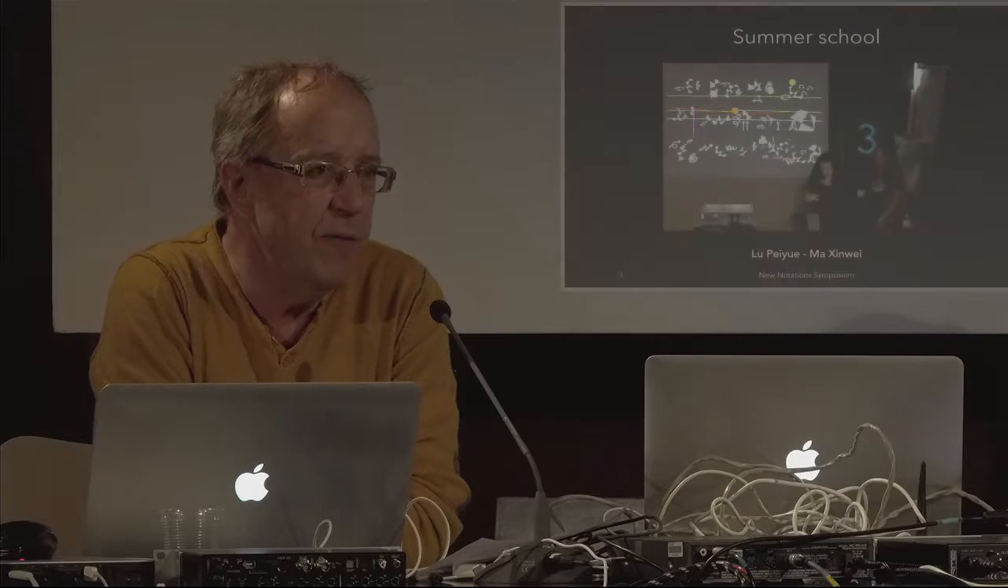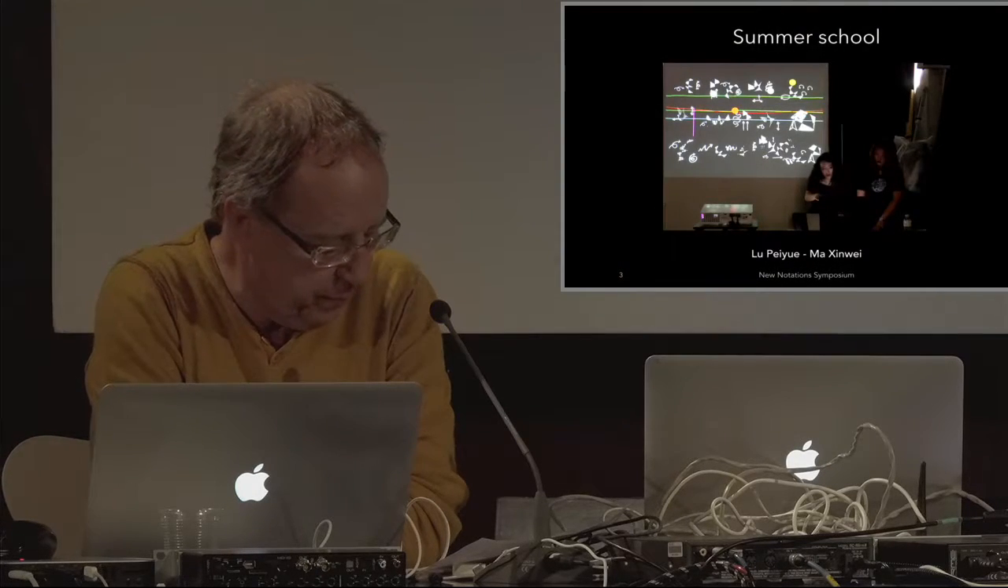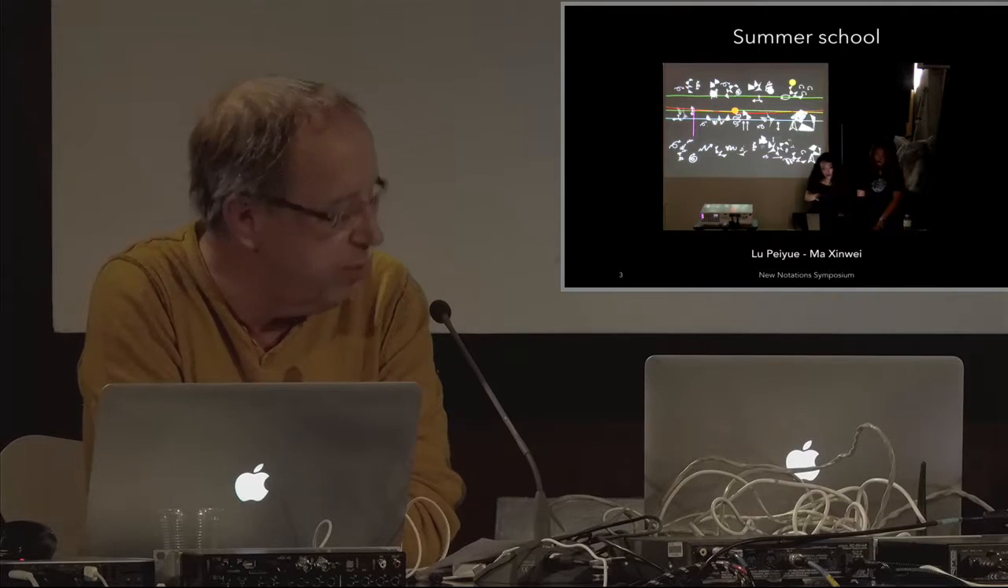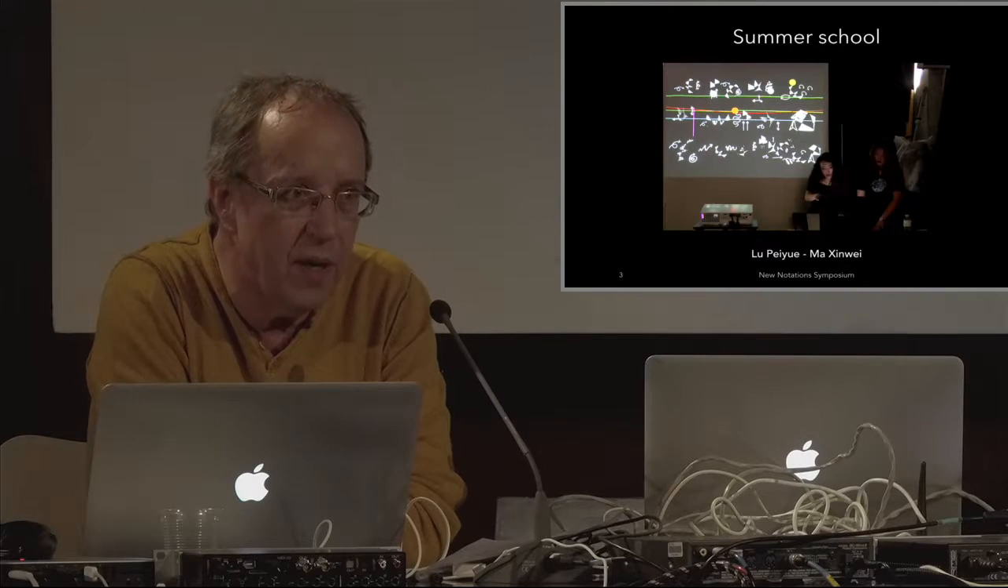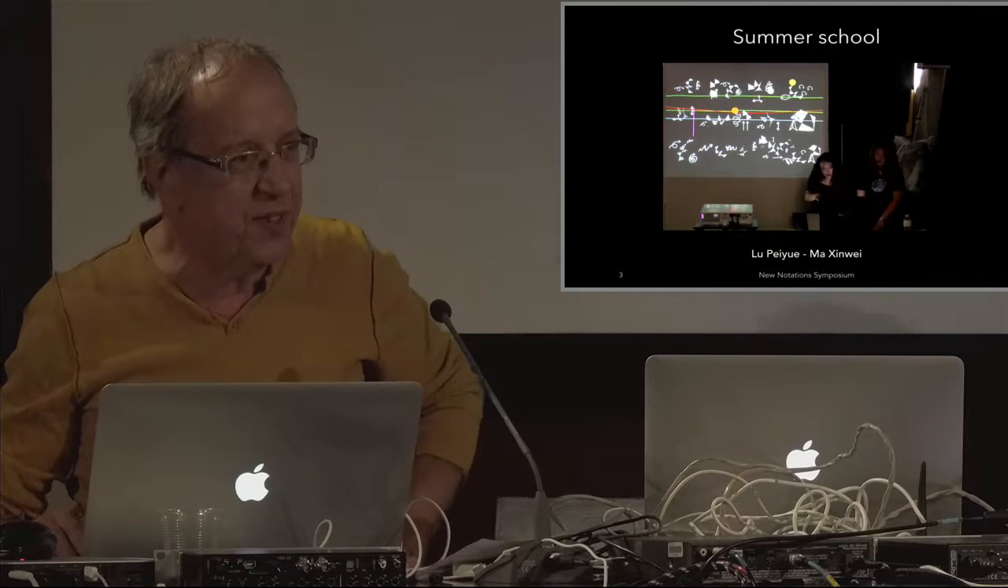And as an example, I will show you three short pieces that have been designed, composed, and performed by young Chinese students who came to Grame last July for a 2-week summer school. So the summer school was focused on Faust, a functional programming language designed for real-time signal processing and synthesis, and InScore, an environment for the design of interactive augmented music scores developed at Grame.